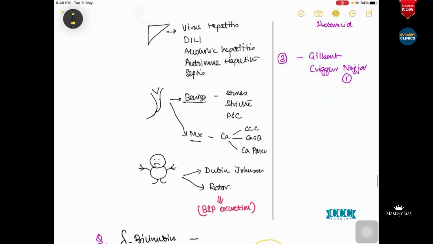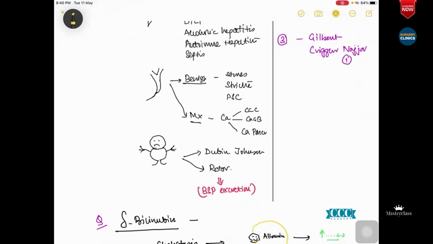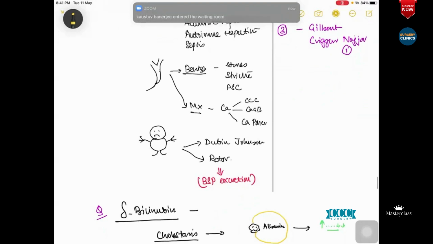You can have raised bilirubin due to benign strictures or stones, or maybe primary biliary cirrhosis. Again, this is an intrahepatic component, also in the extrahepatic ducts. Malignancies like cholangiocarcinoma, carcinoma gallbladder, or CA pancreas. Now, you can have little kids with raised conjugated bilirubin, with Dubin-Johnson or Rotor syndrome.